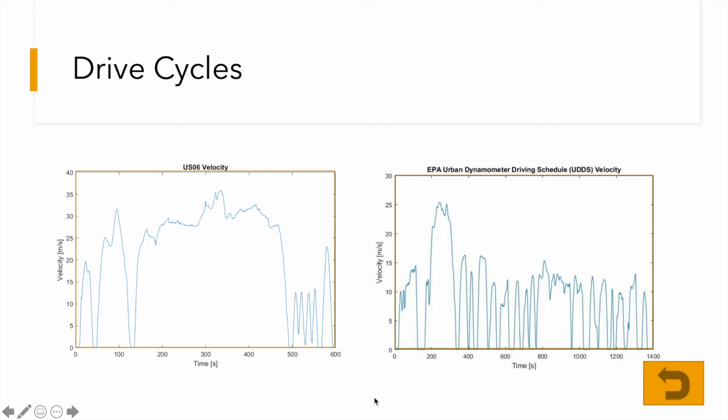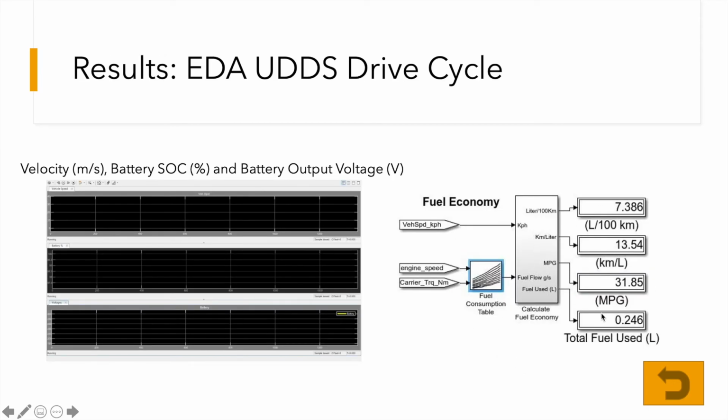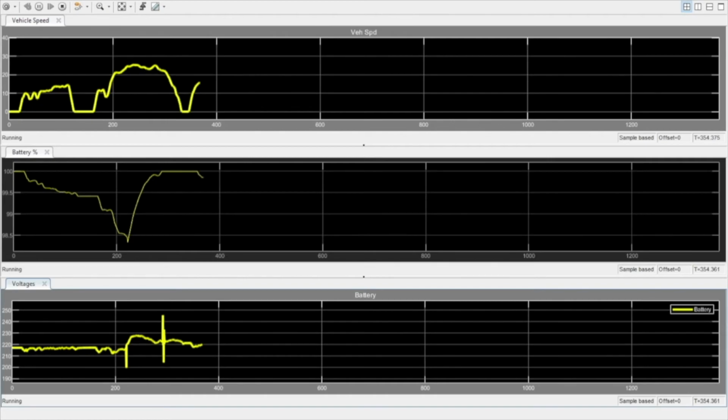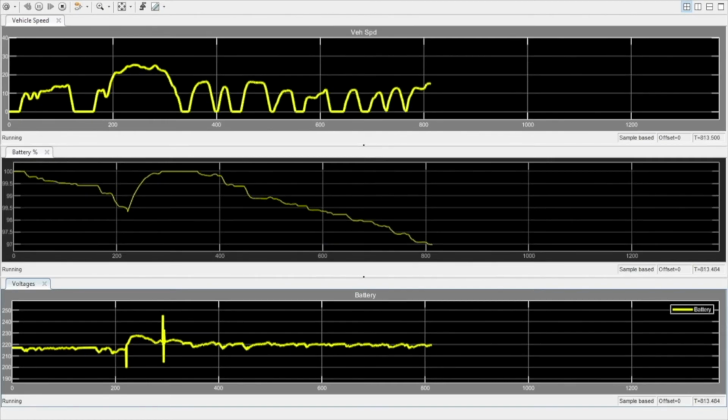In a similar way, we have another drive cycle that imitates an urban driving scenario where brakes are applied quite frequently. Here, as you can observe, the fuel economy is also lower than the other drive cycle because of the fluctuating velocities. The simulation also shows how the battery did not get charged frequently because of the fluctuating velocity requirements of the vehicle.